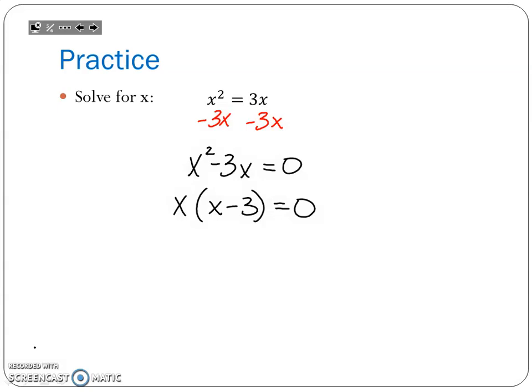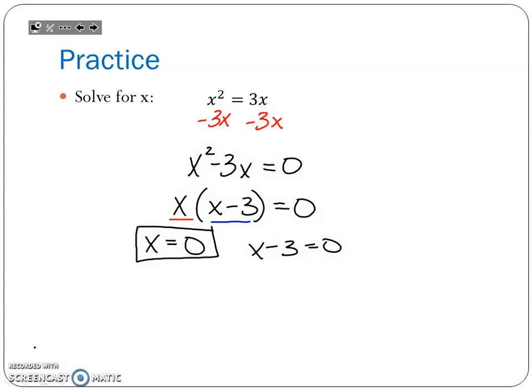Now I need to set each factor equal to 0. So x minus 3 equals 0. What's the other factor? Well, the other factor is just my x, so I'm also going to set x equal to 0. So x equals 0, I don't even have to solve that one. That one's just given to us right there.